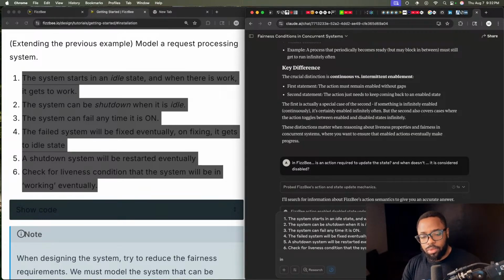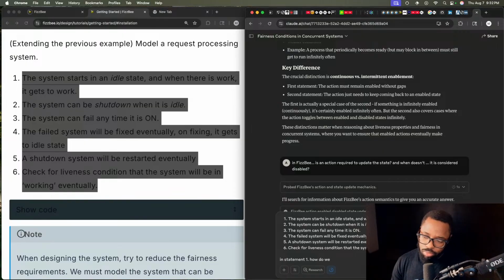In statement, I don't know why, but today my typing has been bad. In statement 1, how do we, do I have AI tracking on this? Yeah, I think so. I don't like it when I'm streaming and it's moving all around.